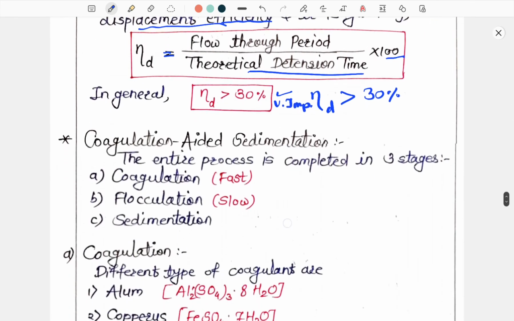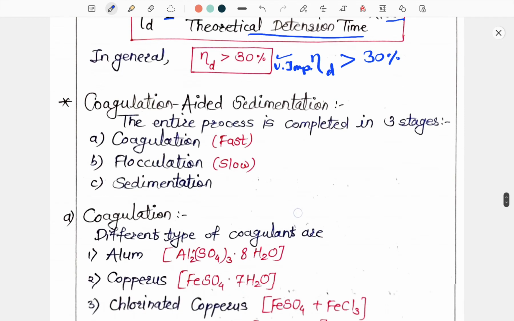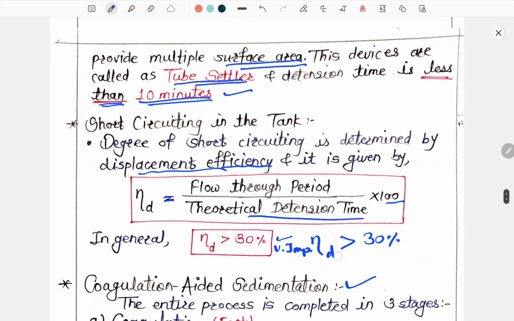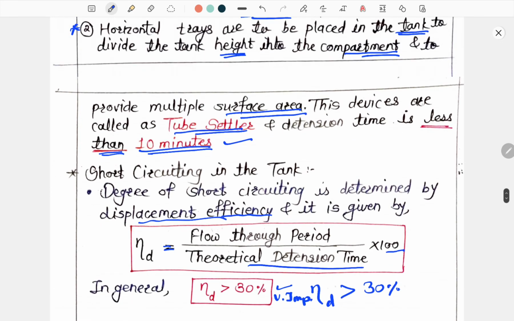Next type of sedimentation is coagulation aided sedimentation. So we will discuss this sedimentation in the next video.